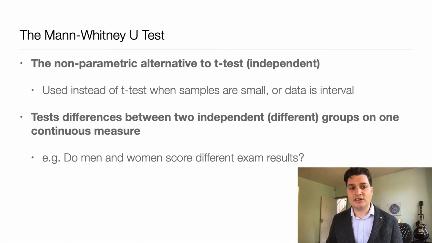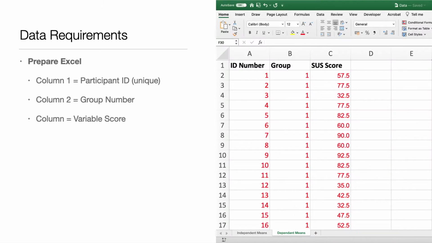So you could ask, do men and women score differently in exam results? To get this done, you need to have your participant ID, you need to have your group number, and you need to have at least one variable which you're going to analyze. So let's jump over onto my desktop, calculate this, then we'll return to it and have a look at what we actually get when we look at our results and write them up.